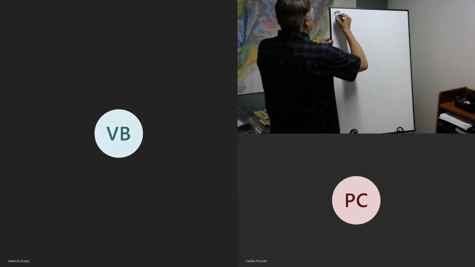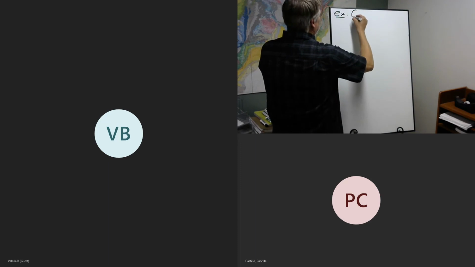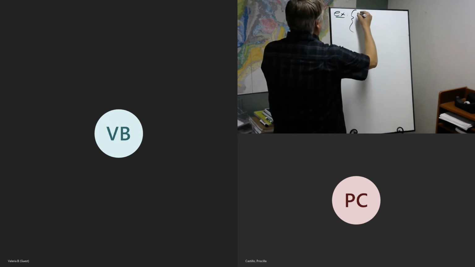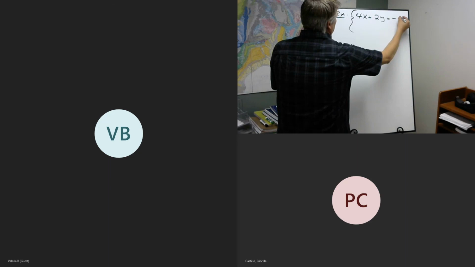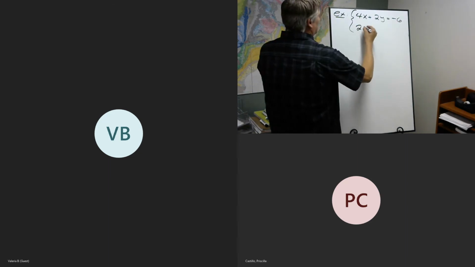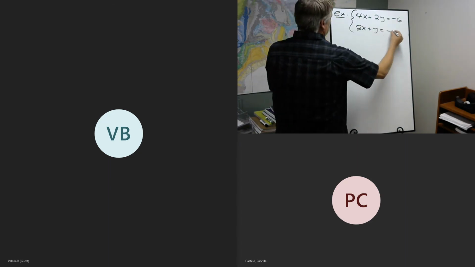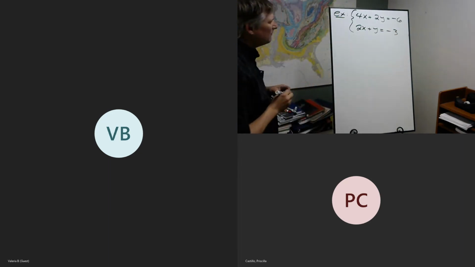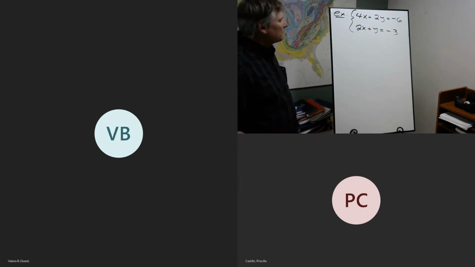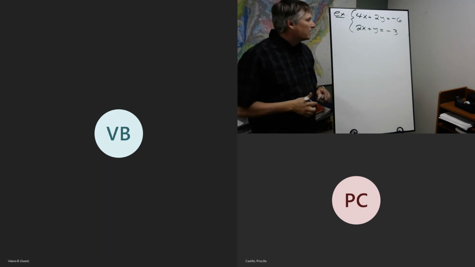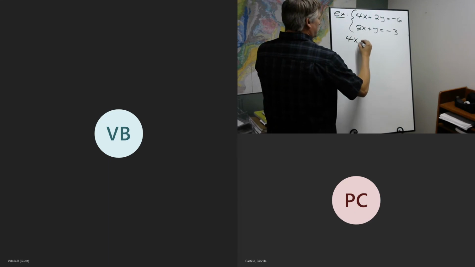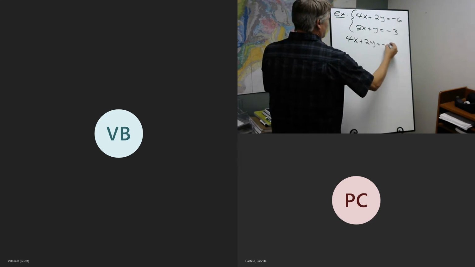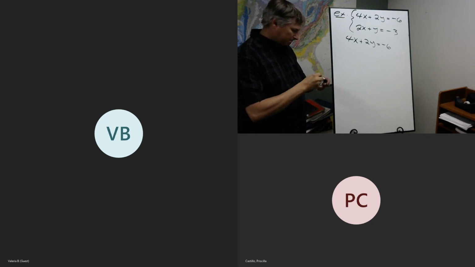So let's say we have this. So let's say we try to graph these lines. If you take this one, let's put it in y equals mx plus b form.